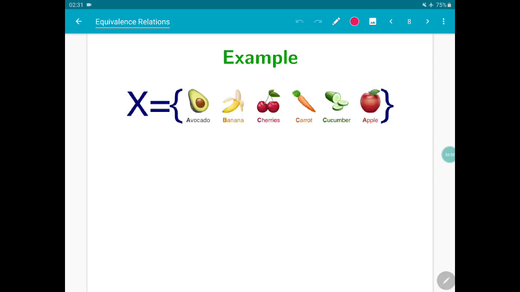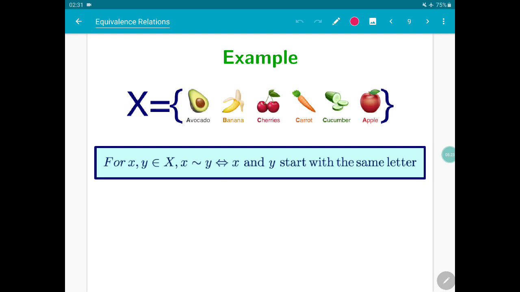So let's go back to our previous example, where our set A, in this case I called it X, is given by this. Which kind of relation were we considering? Taking two elements of this set, we put them in relation if and only if their names start with the same letter. So for x and y in X, we say that x is in relation with y if and only if the words x and y start with the same letter.